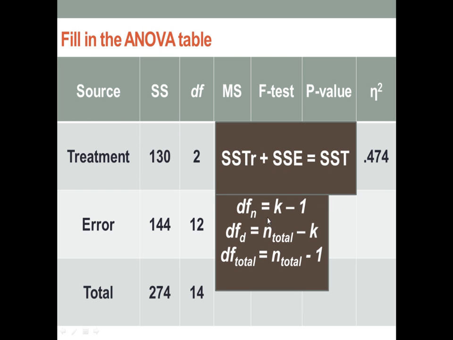Recall that the degrees of freedom for the numerator was k minus 1. So if we had 3 groups, 3 minus 1 is 2. For the denominator, it's the total sample size minus k. If we had 15 for our total sample size and 3 groups, that's going to be 12 degrees of freedom. And then the degrees of freedom total is total sample size minus 1. So that's where you got the 2, the 12, and the 14.